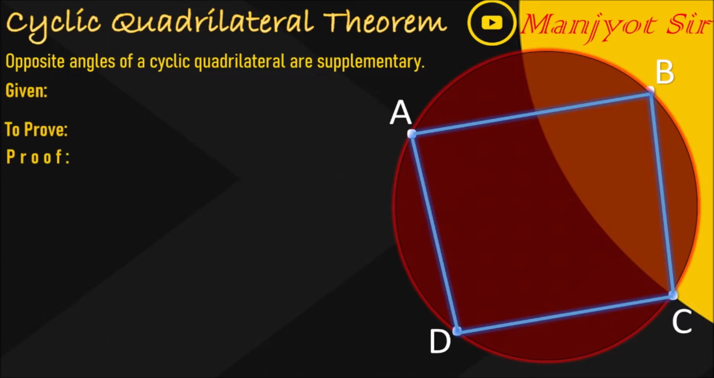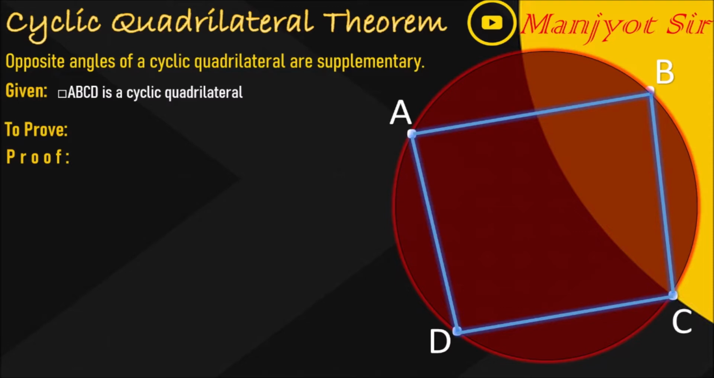In the given, it is very simple. It says opposite angles of a cyclic quadrilateral. That means here the given is that this quadrilateral is a cyclic quadrilateral. If you observe carefully, all 4 vertices are on the circle. That means this is a cyclic quadrilateral. Simple. The next statement says opposite angles of a cyclic quadrilateral are supplementary.